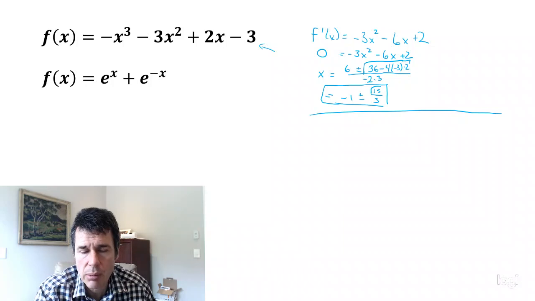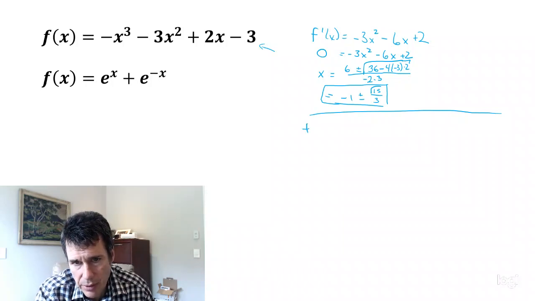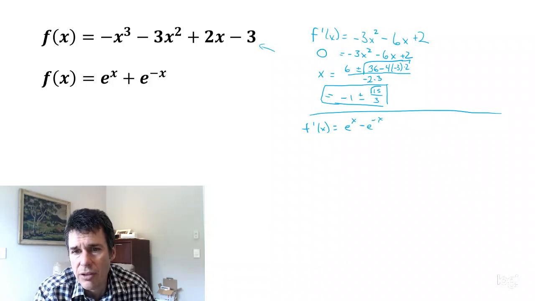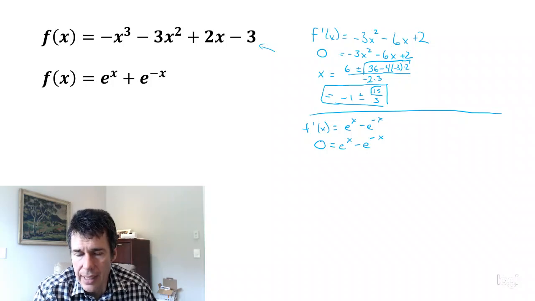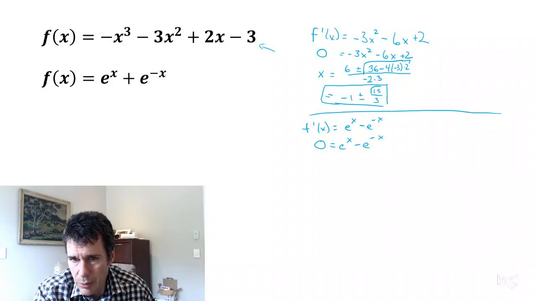We'll do the second problem. Again, we do the same thing. We take the derivative. f prime of x equals e to the x minus e to the minus x. We set it to 0: 0 equals e to the x minus e to the minus x. And now we need to figure out when this is true.